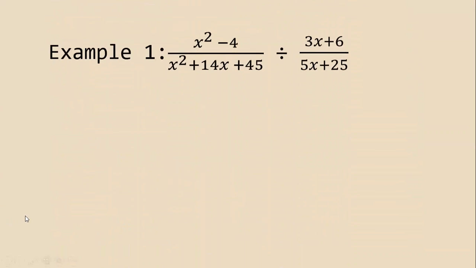Example number 1: if we have x squared minus 4 all over the trinomial x squared plus 14x plus 45, divided by the binomial 3x plus 6 all over the binomial 5x plus 25.